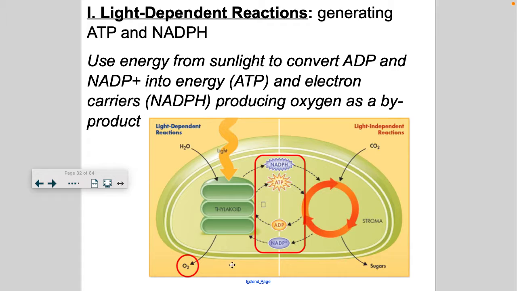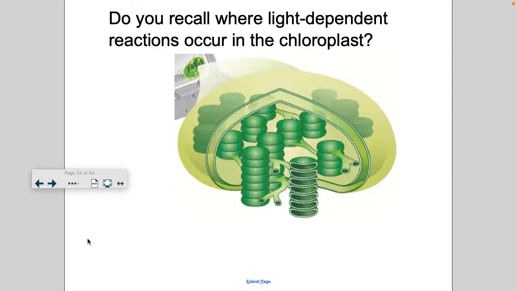And so we are going to focus on this left side of the diagram, where light comes in, water gets into the chloroplast, and we're going to focus in on the thylakoid, specifically the thylakoid membrane. And as a result, we are going to produce oxygen, and then our electron carrier, NADPH, and ATP. So use energy from sunlight to convert ADP and NADP+ into energy, ATP, and electron carriers, NADPH. Produce oxygen as our byproduct. So let's take a look at exactly how this happens.